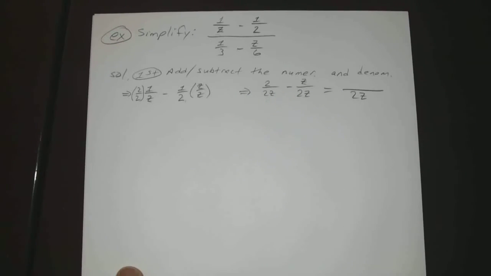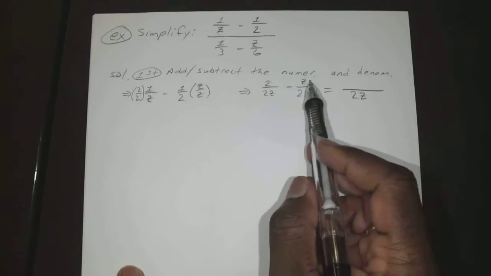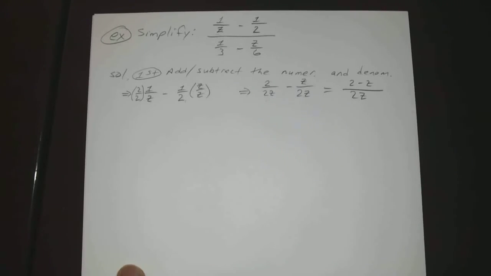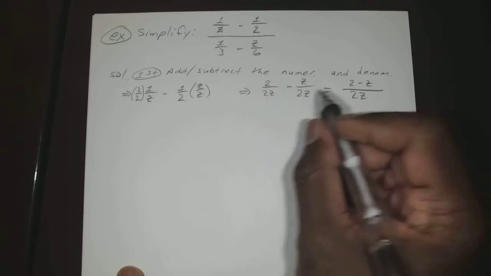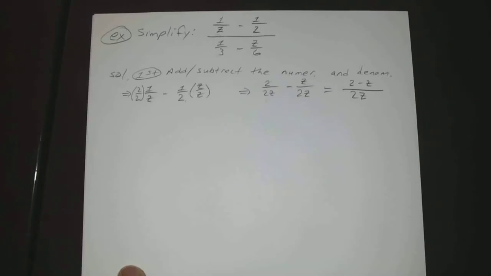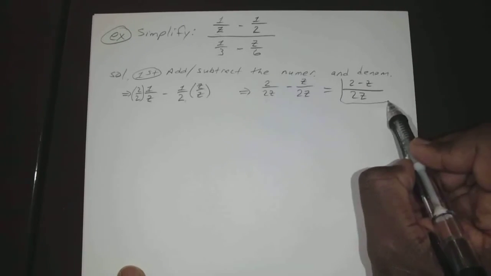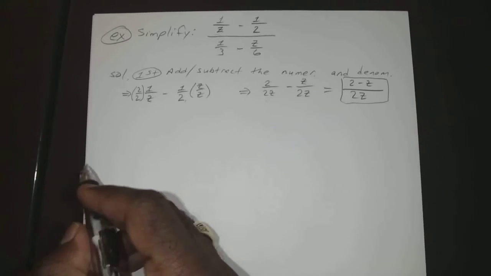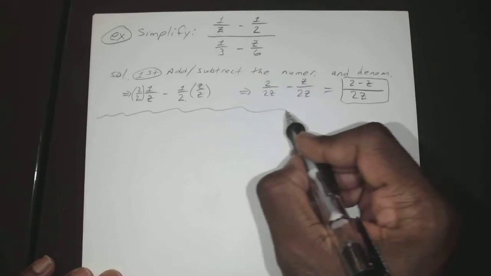Let me just go ahead and subtract our numerator. So you have 2 minus z. Yep, so we just subtract what's up there. Okay, so we have our numerator. So now we do the same thing for the denominator.